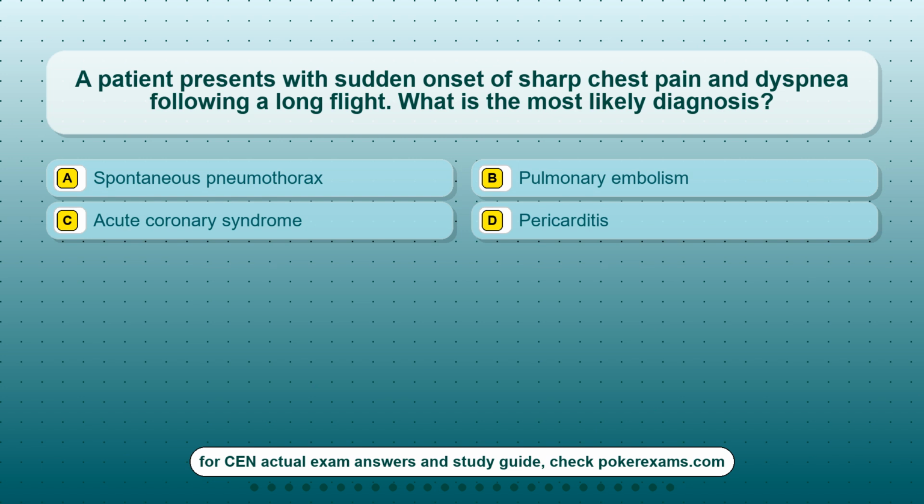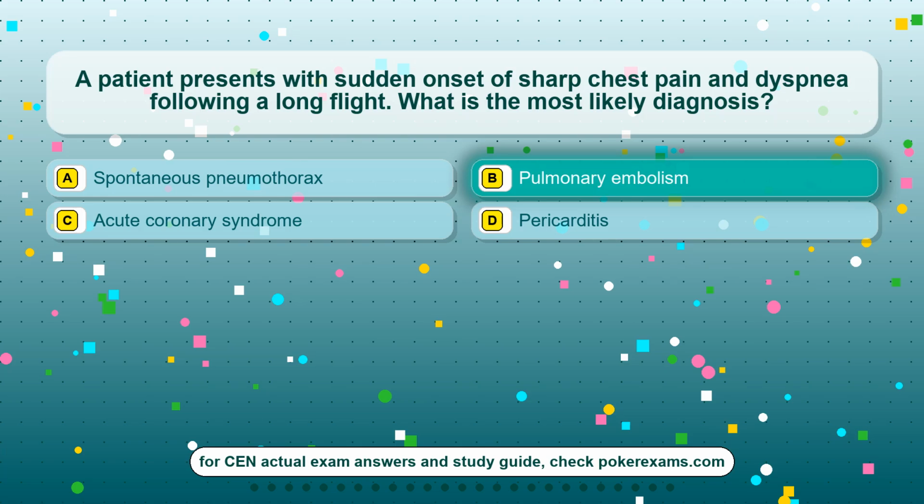Question 25. A patient presents with sudden onset of sharp chest pain and dyspnea following a long flight. What is the most likely diagnosis? Option A, spontaneous pneumothorax. Option B, pulmonary embolism. Option C, acute coronary syndrome. Option D, pericarditis.